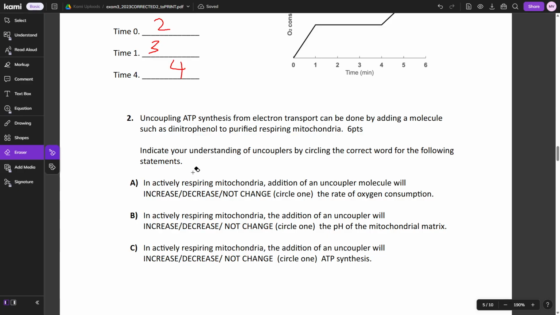This one should be some free points. I'm going to be honest with you. Number 2 should be like, you look at this and you say, "Hallelujah, Hurley has blessed us today." Okay. So if we look at number 2, it's just a bunch of true false stuff.